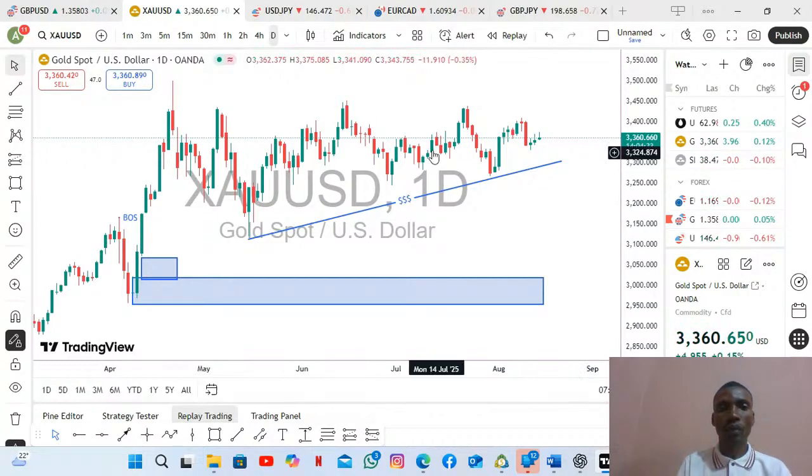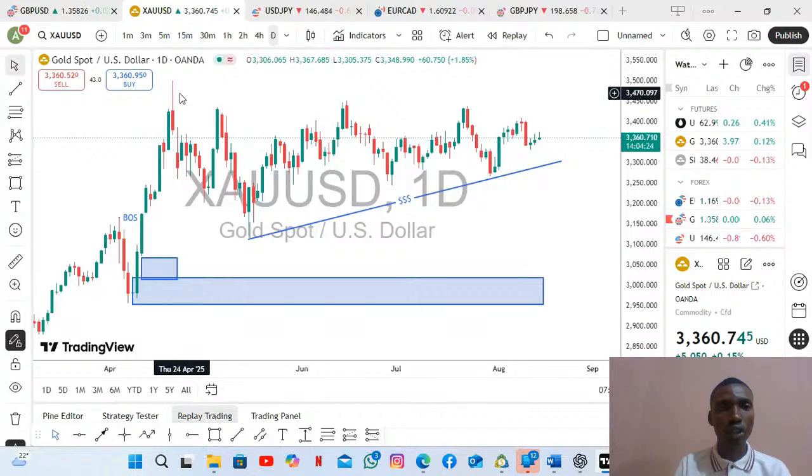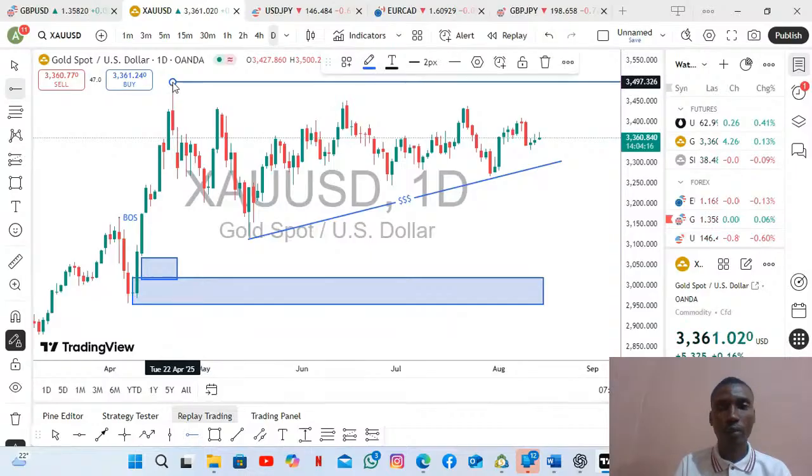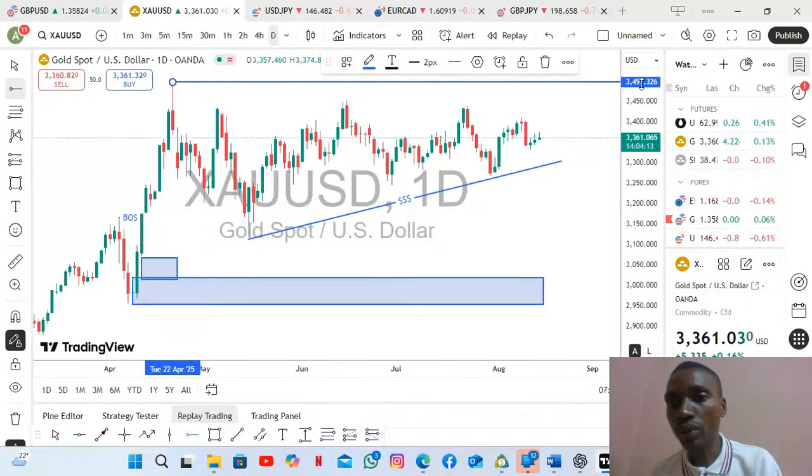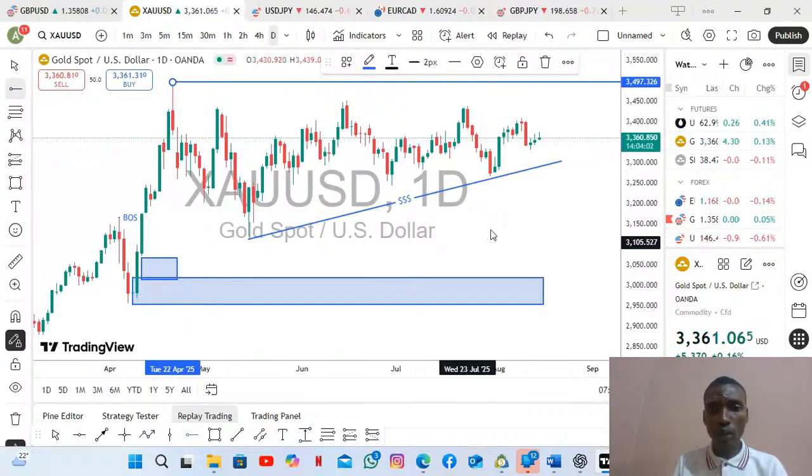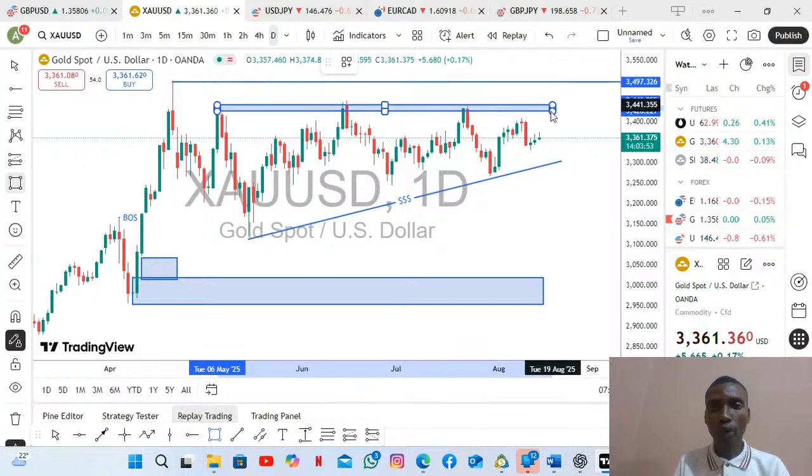All right. Now, what is the 4 hour time frame saying? We can see that after this break of structure, gold came to a new all-time high at one point in time, briefly, just tested this high briefly. It came to 3,497 dollars and 326 cents per ounce, and it tested it. But since then, we can see that gold refused. Rather, what it did was to consolidate within this range.